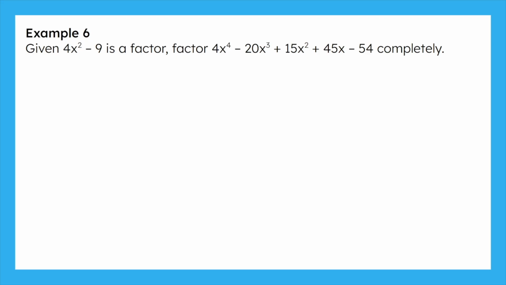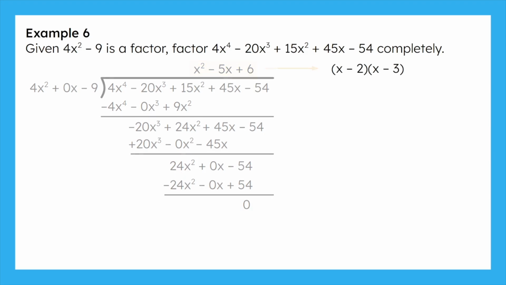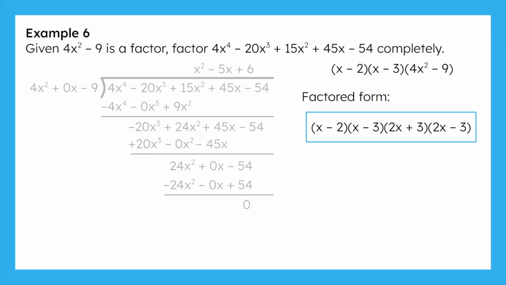In example 6, I used long division to start, and that left me with x squared minus 5x plus 6, which factors to x minus 2 times x minus 3. My original divisor, 4x squared minus 9, is a difference of squares though, so I can factor that as well, which means the final answer is x minus 2 times x minus 3 times 2x plus 3 times 2x minus 3.